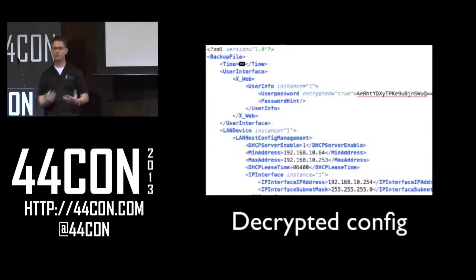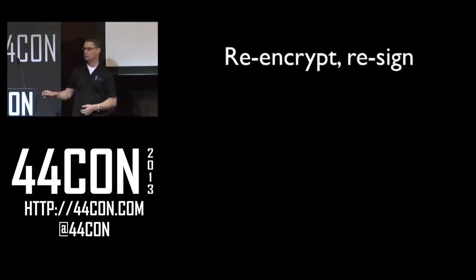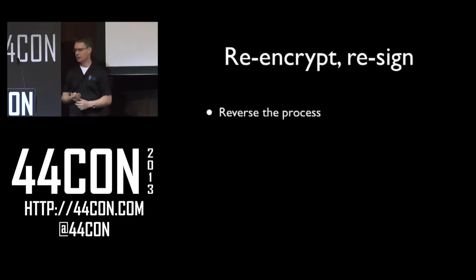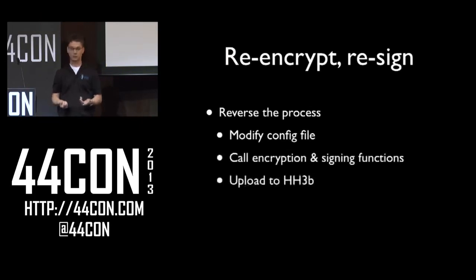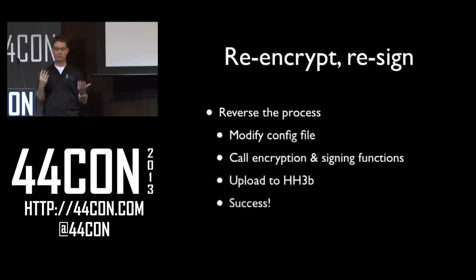So here's a fragment of the decrypted configuration file, and we can see it's XML data with a bunch of router settings in it. So the next step was to basically reverse the process and see if I could modify the config file and then re-encrypt it and sign it and then upload it to the home hub. And so I tried that, and it worked. So I'm able to make some changes to the file, upload it to the home hub, and it takes my changes. So again, more success. This is starting to feel pretty good.